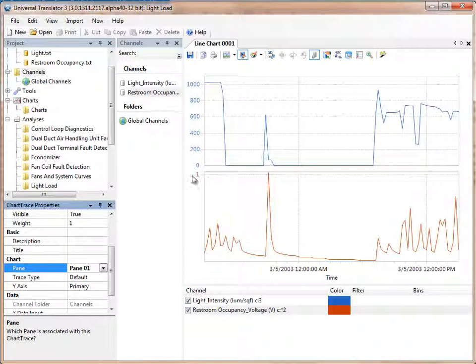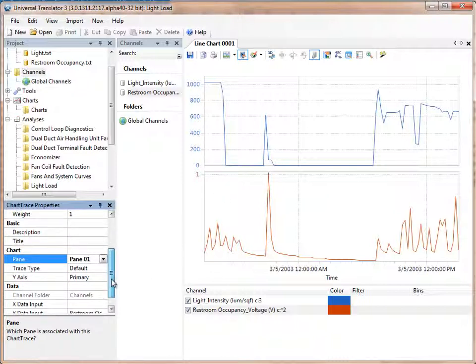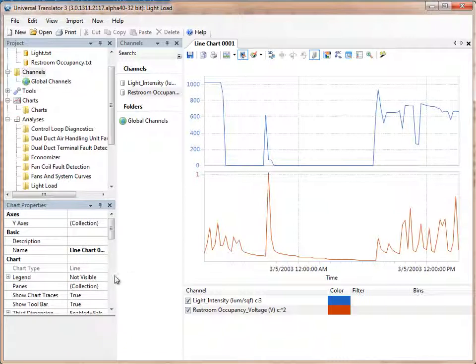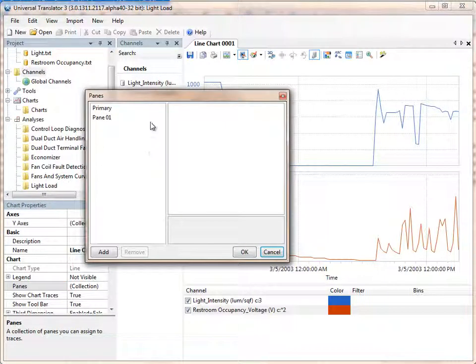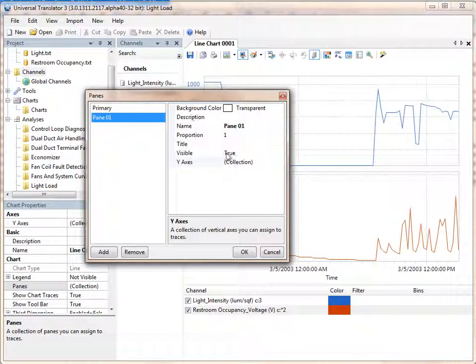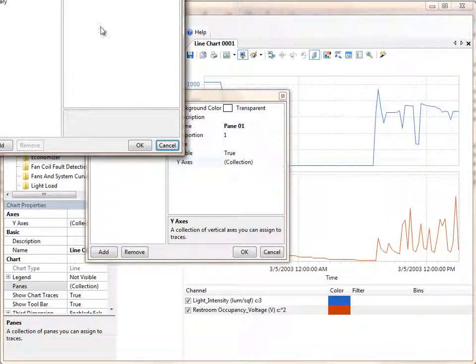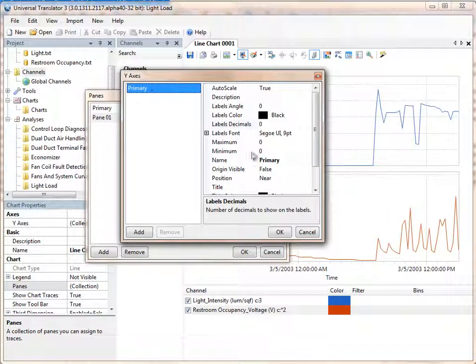Now, one other thing, by the way, here's the scale, which on the bottom pane looks like just a 1. So we'll change that. The reason it's just a 1 is because there's no decimals. And so we're going to reconfigure the scaling of this by going into the pane collection. I'm going to look at the y-axis collection of the lower pane and make that a single decimal point instead of 0. So I'll change that to a 1.